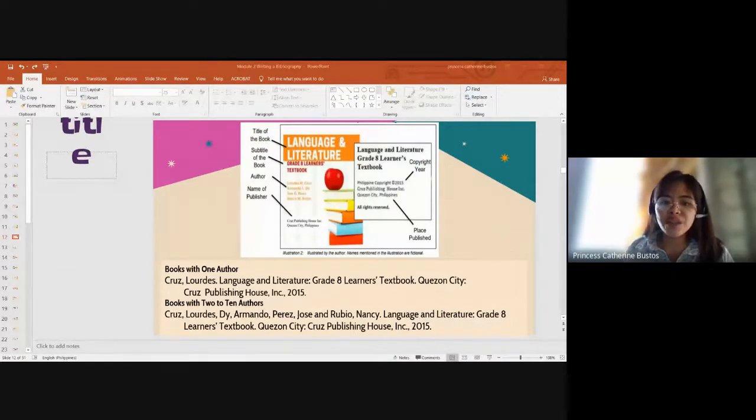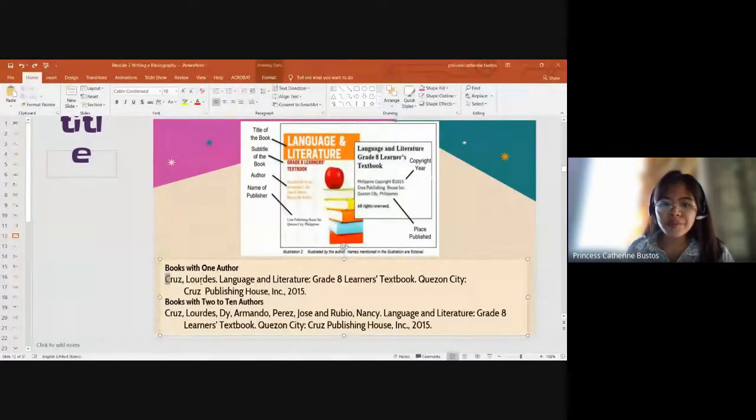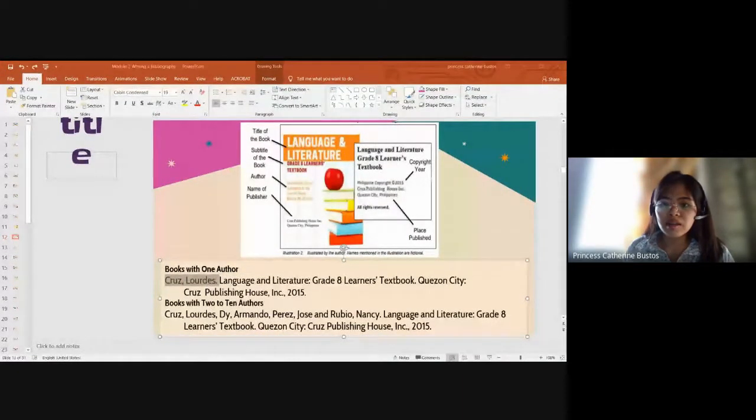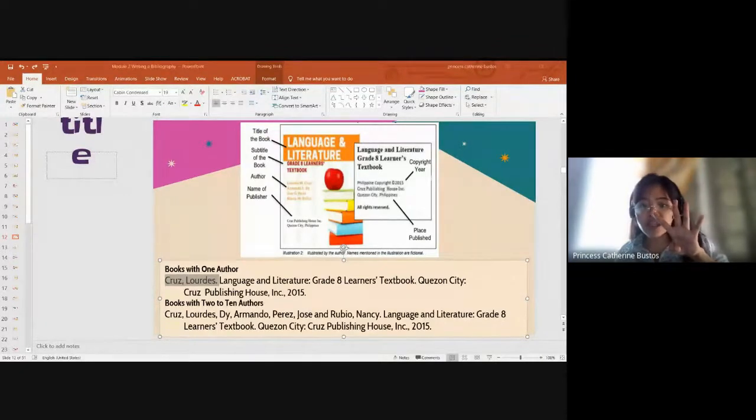Now, let's proceed with the author. Who is the author? I want you to look at the books with one author. Who is the author there? Lourdes Cruz po. Thank you so much. However, there in your book, there are 4 authors, but here it is shown only the first author, to show the differences between the two, okay? And here we have the author's name.